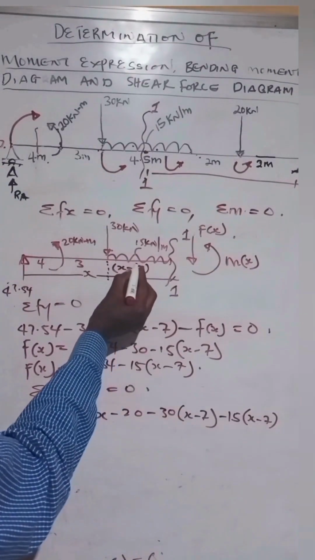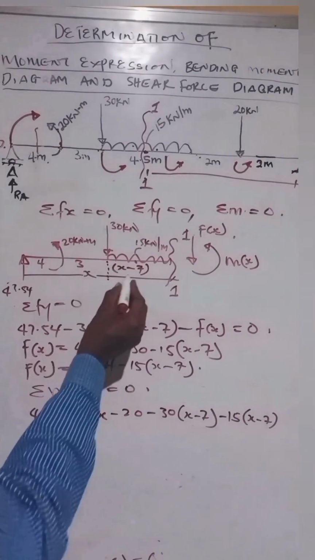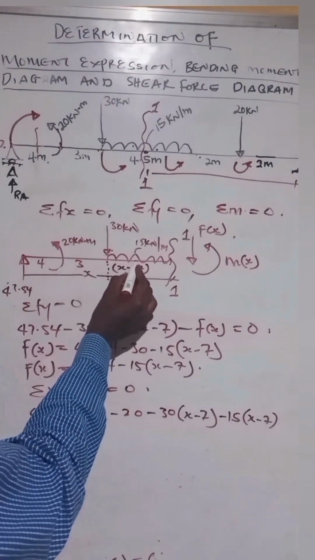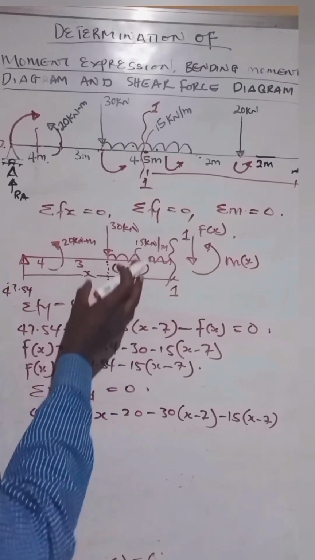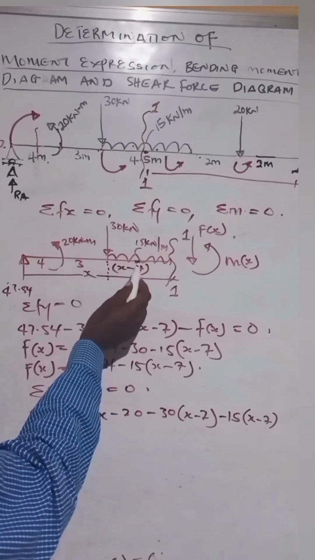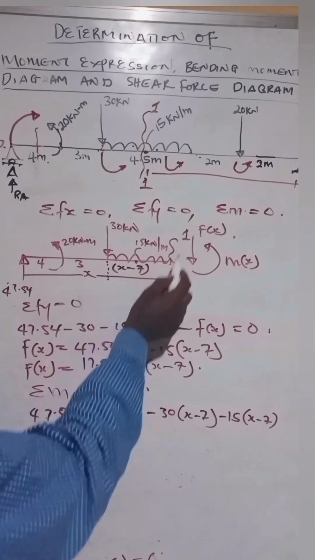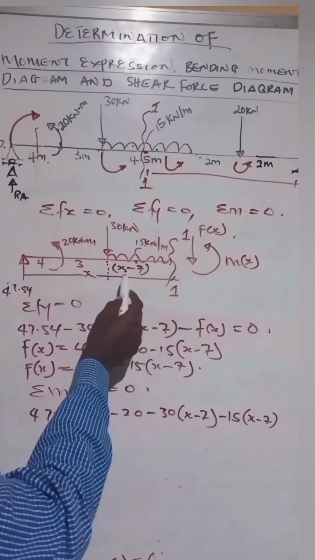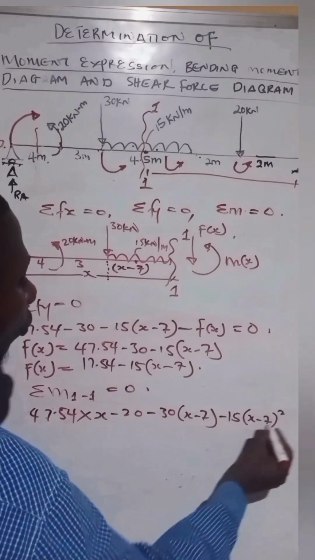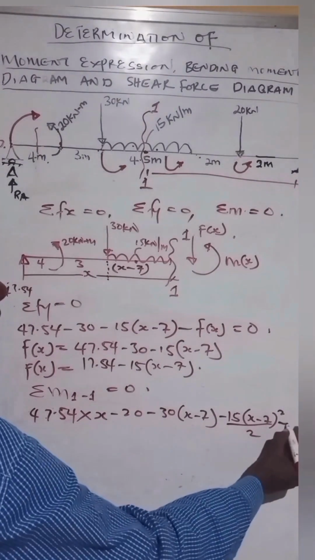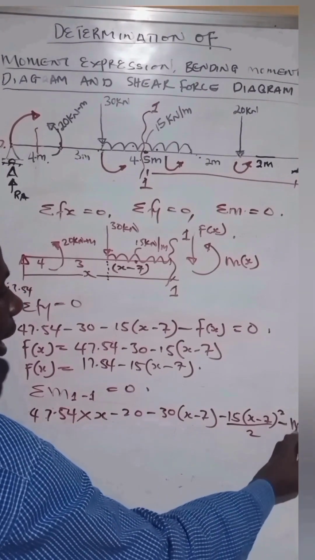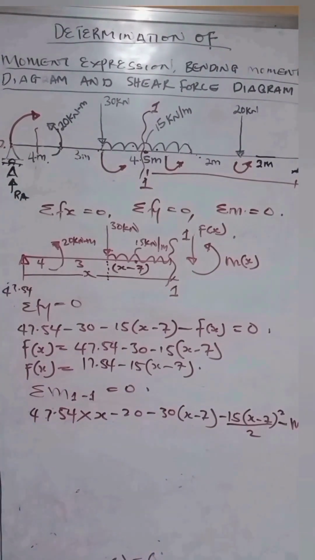Now this load is going to act at the center here. So we'll multiply 15 kilonewton by x minus 7 to get the load, and the distance of that load to our point of interest becomes x minus 7 over 2. Then we have our moment expression, which is our M of x, and we have that to be negative.